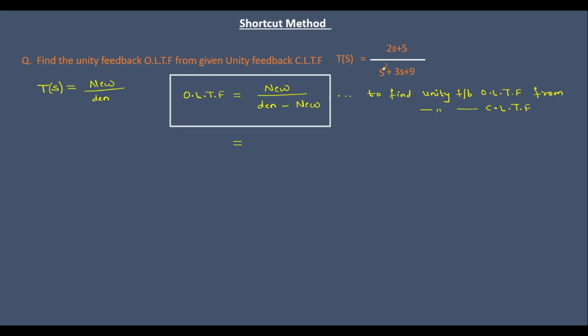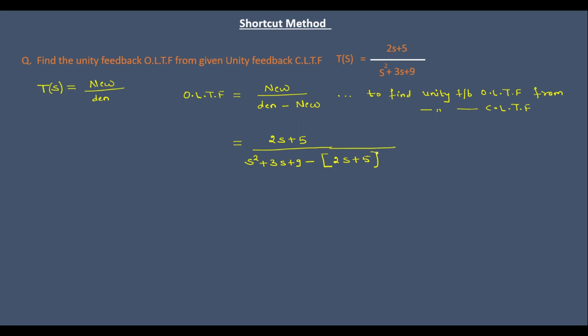In the numerator I have 2s plus 5, so I'll write 2s plus 5 upon, in the denominator I have s square plus 3s plus 9, so I'll write s square plus 3s plus 9. Then we have a minus sign, minus again the numerator, 2s plus 5. So you can find it is 2s plus 5 upon, you will get s square, 3s minus 2s, so I'll get plus s, plus 9 minus 5, I'll get 4.